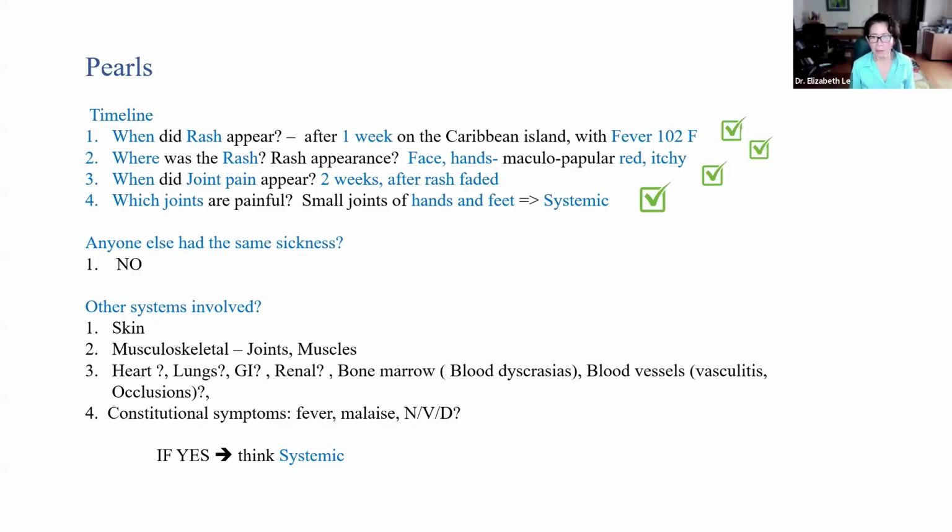Most likely it is a systemic illness. And you ask the patient, anyone else had the same sickness? They say no. Any other system involved? Definitely she has skin problems, she had the rash. Musculoskeletal, she had joint pain. What about heart and lungs or GI or renal or bone marrow? Blood dyscrasias, the blood vessels, vasculitis or occlusion. Or what about constitutional symptoms, fever, malaise, nausea, vomiting, and diarrhea? She definitely has skin, she has joint pain, and she has fever 102. Yes, it is a systemic illness. Next slide.